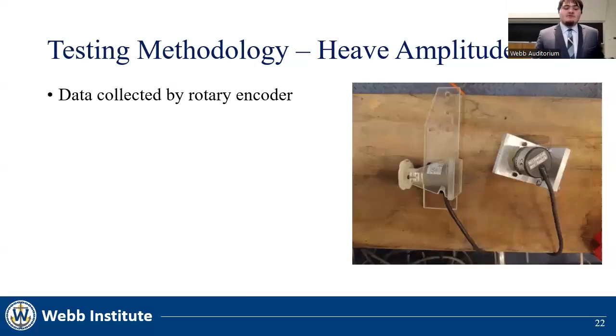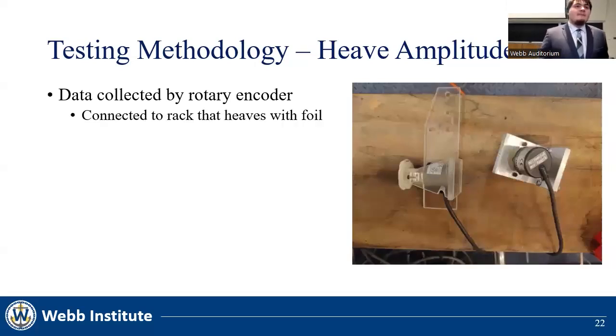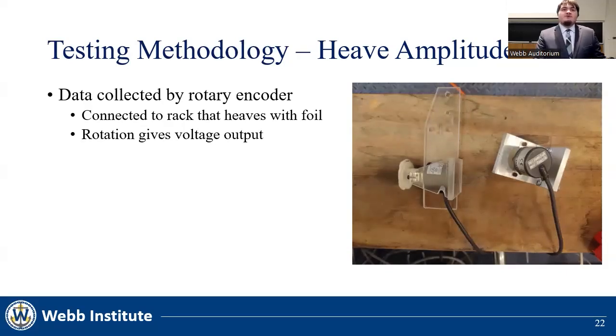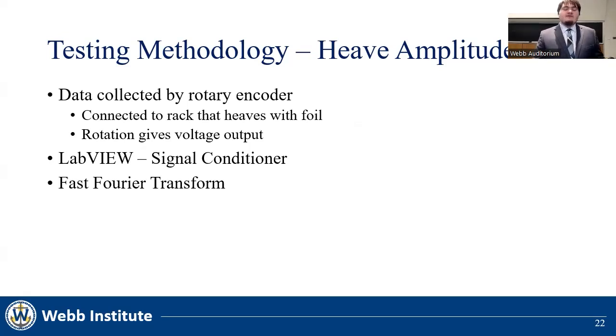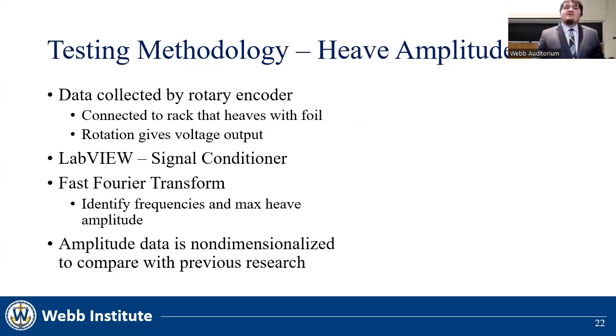We measured the heave amplitude using a rotary encoder. This was connected to our foil via another rack and pinion that heaved with the foil. The rotary motion then gave a voltage output, which was sent to our signal conditioner software, LabVIEW. This software took the voltage output and turned it into usable amplitude data, a diagram of which can be seen above. This data was then run through a fast Fourier transform in Excel in order to identify the frequencies and max heave amplitudes. This data was then non-dimensionalized to compare with previous research.